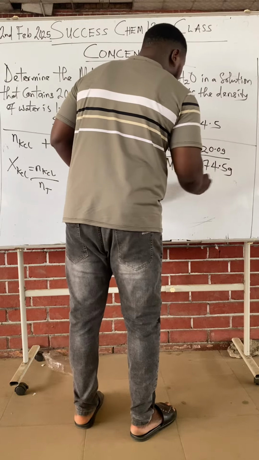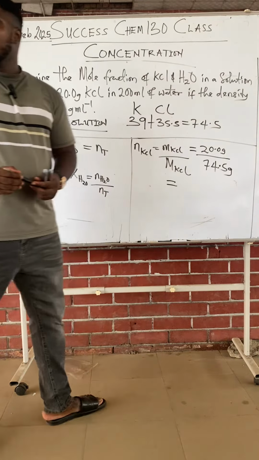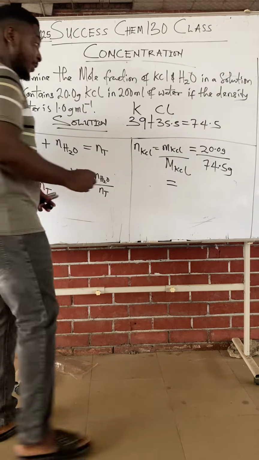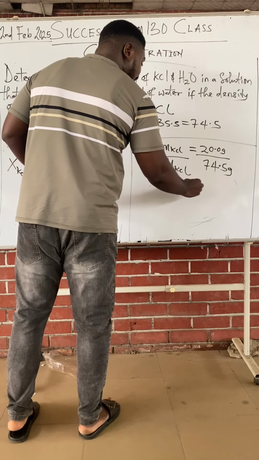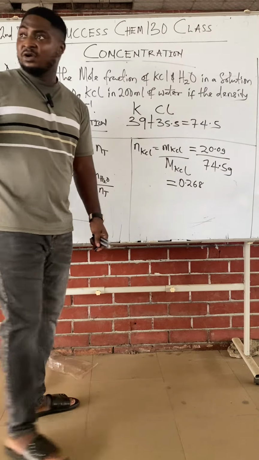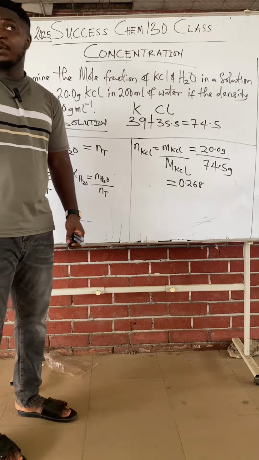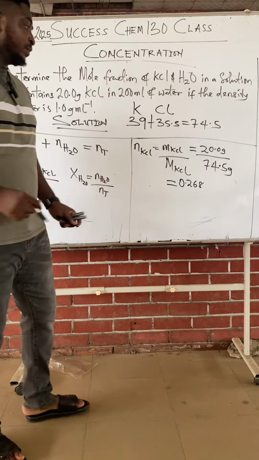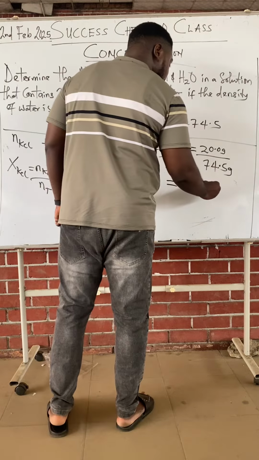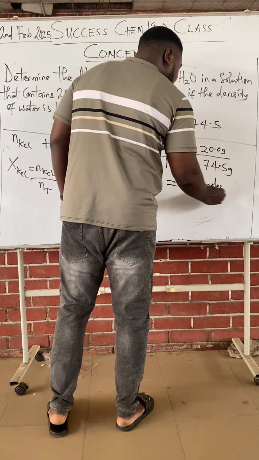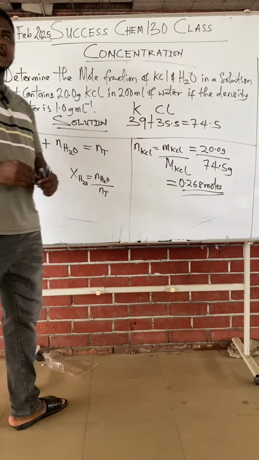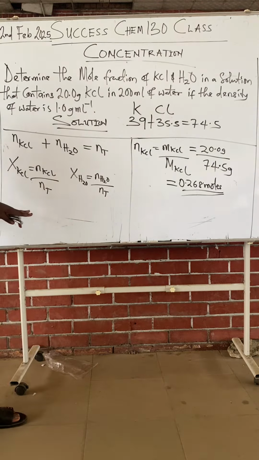That gives you the number of moles of KCl, 0.268. I'm hearing 7, I'm hearing 8. Does it mean that it has been approximated? 0.2684 moles. 0.2684 is the number of moles of KCl. Class, we are closer to our mole fraction.